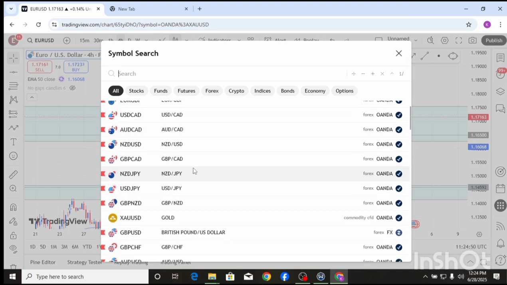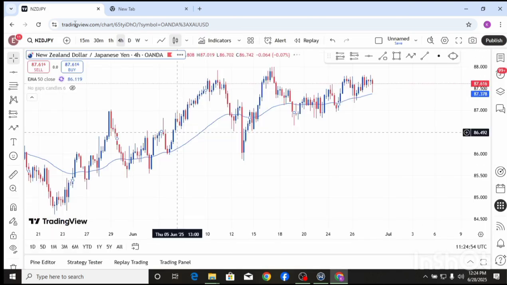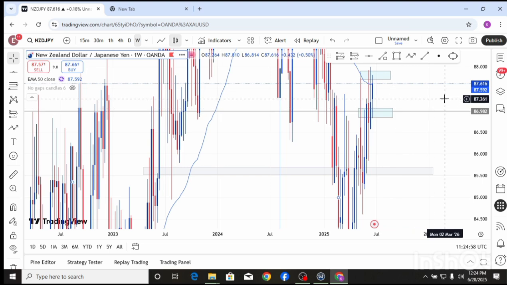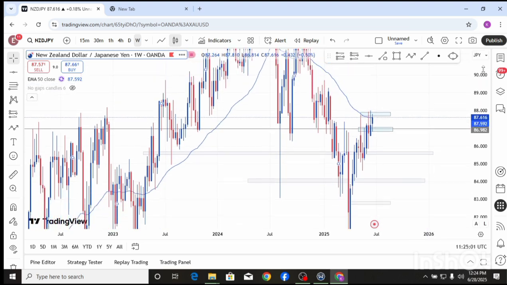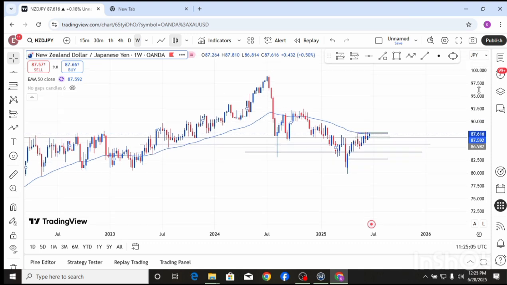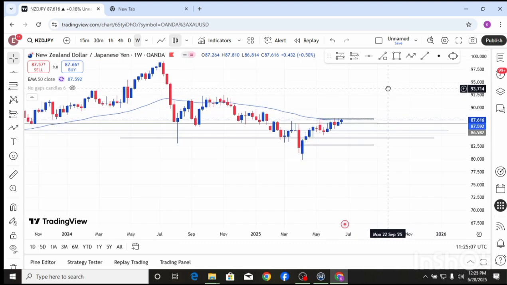So the next pair I'll be analyzing is my last pair actually, NZDJPY. On the weekly time frame, market is actually bullish, and I'll let you know why.